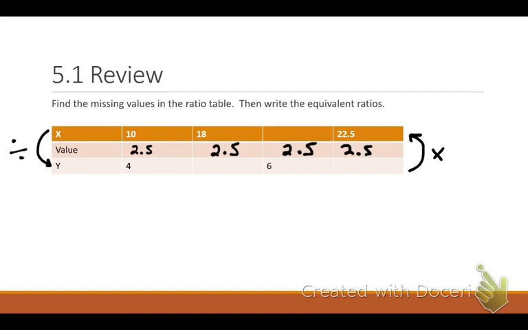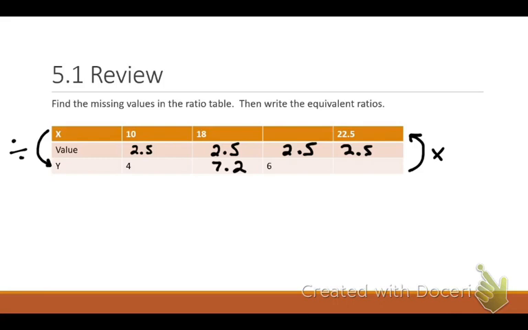Now let's remember how we did it yesterday. Do I have the top number or the bottom number here? Top. It gave me the top number, 18, so I'm working from the top to the bottom. Should I multiply or divide? Divide. Guys, what's 18 divided by 2.5? 7.2. Good job. I'd like you to do the last two boxes on your own.